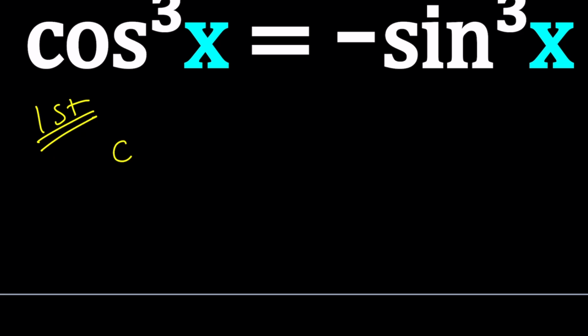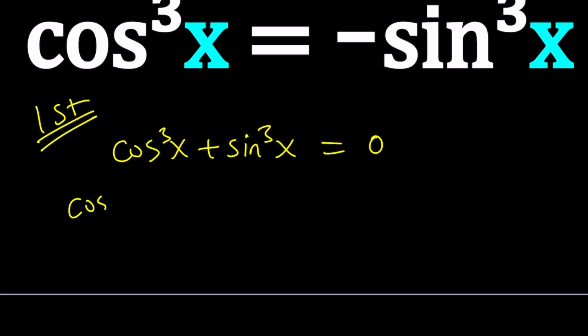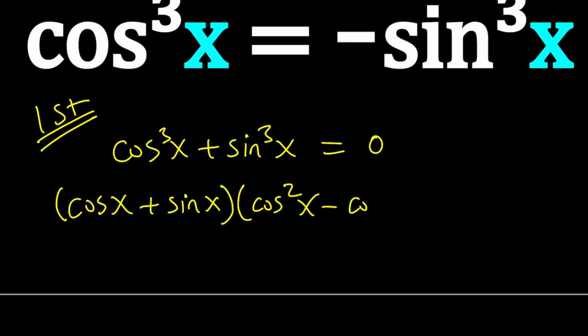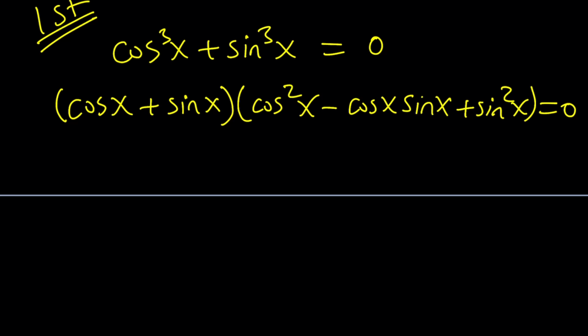So for my first method, I'm going to put the cosine and the sine on the same side so that this can become a sum of two cubes, and then I'll factor it. Remember the formula for a cubed plus b cubed? We write a plus b, and then that is multiplied by a squared minus ab plus b squared, right? So that's going to be the formula, and we're going to set this equal to 0. Now, we have two factors, and we can set each factor equal to 0. That's going to be our part A and part B. So let's go ahead and split it up.